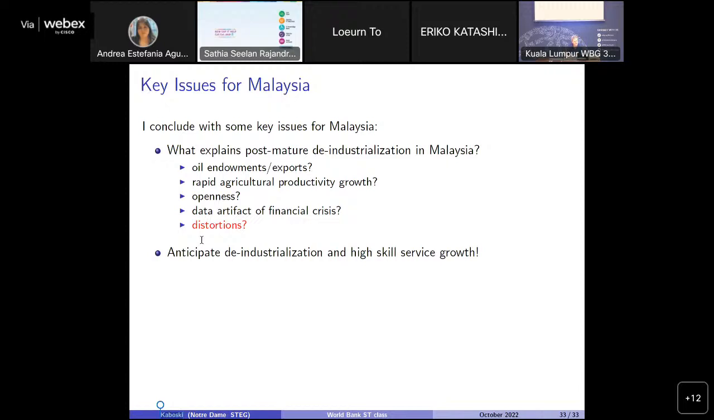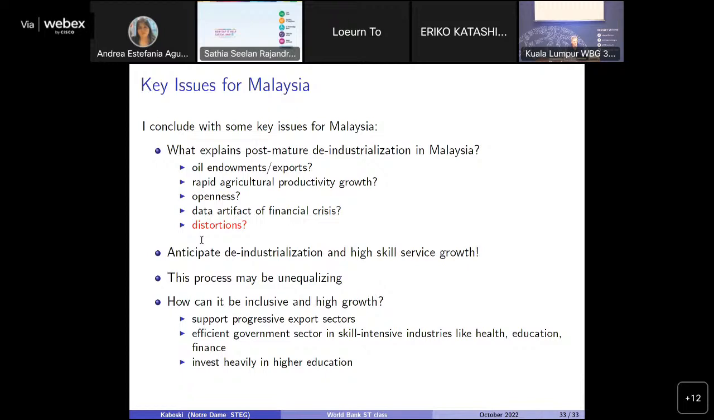Second takeaway message is that you ought to anticipate deindustrialization at some point and high skill service growth, because it's happened in every other country. The patterns are quite salient. So even if Malaysia is an outlier in those, it's going to happen eventually. This process of deindustrialization and high skill service growth matters for two reasons. One is that manufacturing might be associated with the middle class, while service growth might be associated with demand for high skilled workers, and a rising skill premium might be unequalizing. So that's something that I would project.